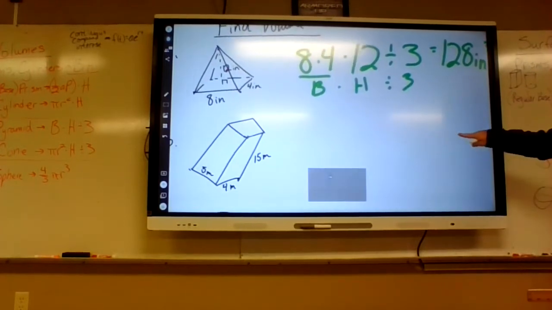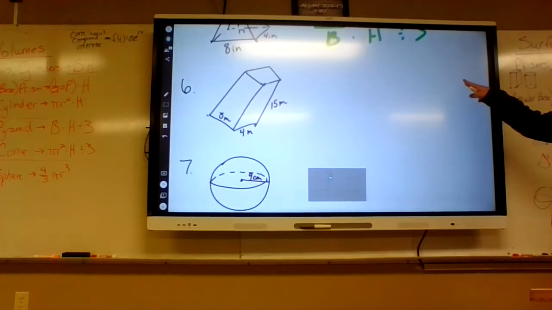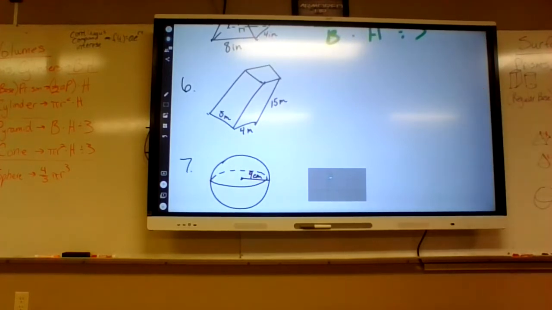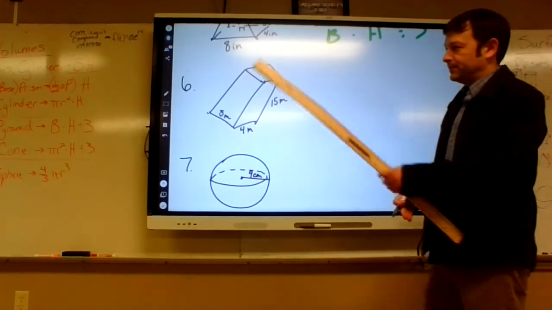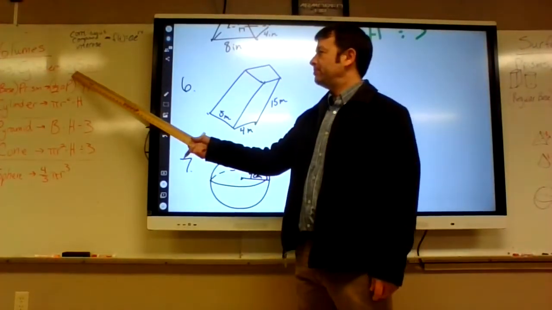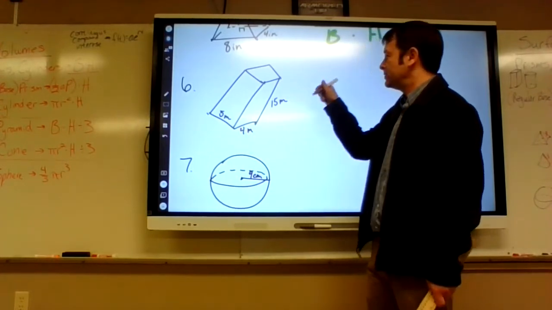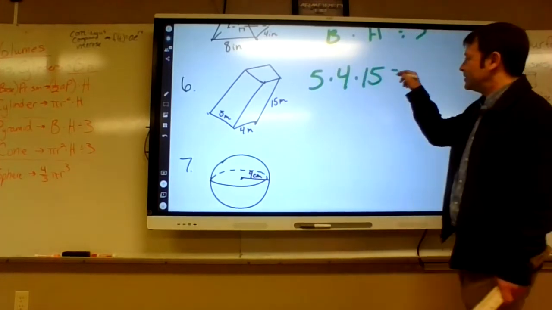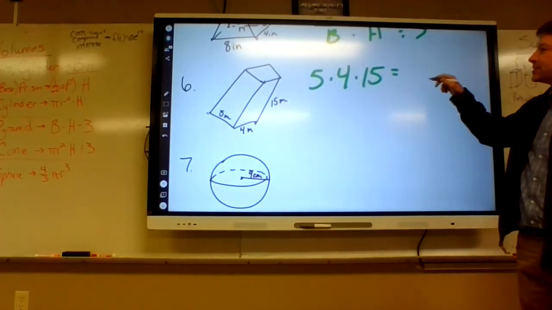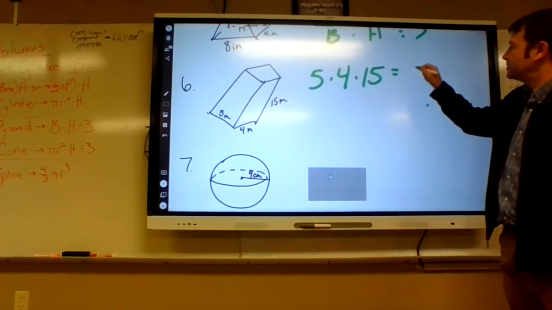Okay, I didn't draw this next one very well, but it's supposed to just be a rectangular prism. So how do we find the volume of a rectangular prism? Right, prisms, base times height. So it's just 5 times 4 for the base times 15. Just multiply them all together. 5 times 4 times 15. I think that one was 600, isn't it? Oh, wait. 300.